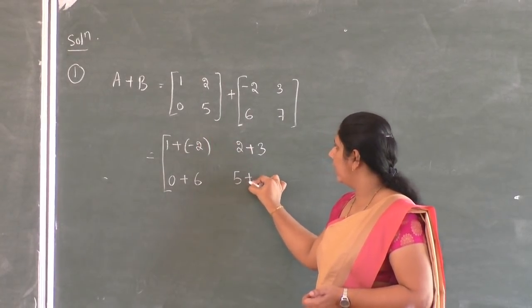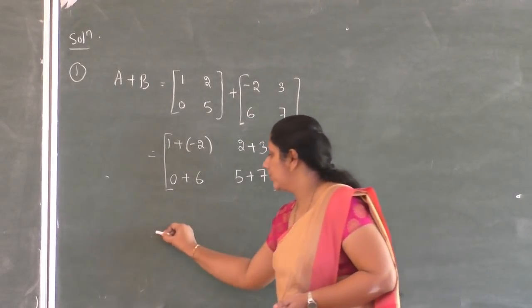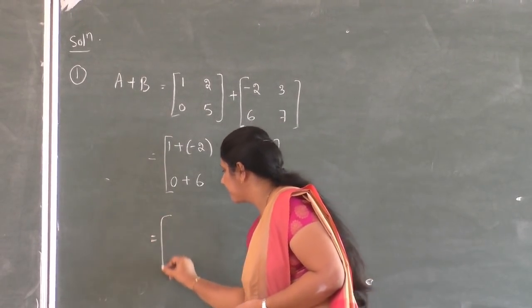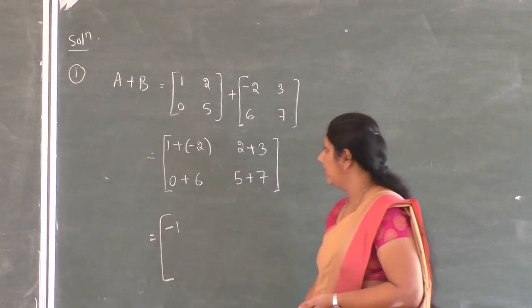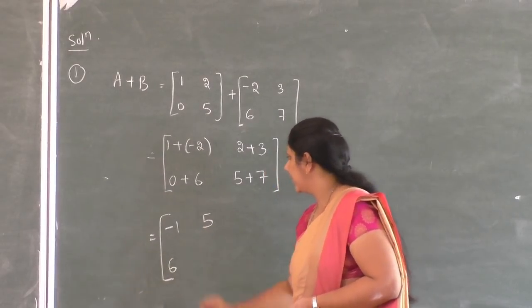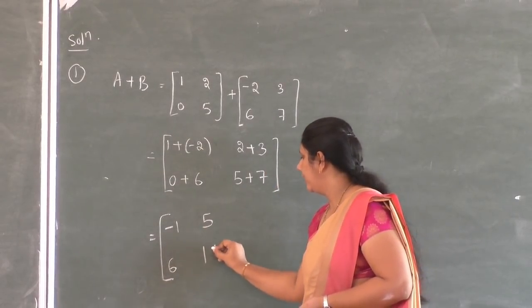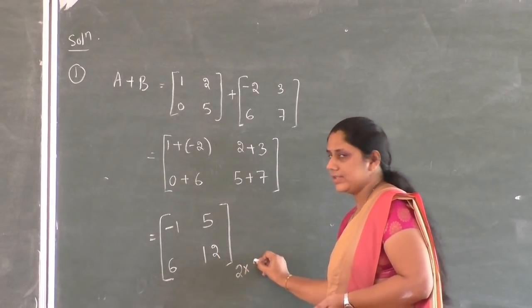Now second row, second column, that is 5 plus 7. So the resultant matrix is 1 minus 2, that is minus 1, 2 plus 3, 5, and 6, and 5 plus 7 is 12. Again check that order is same.